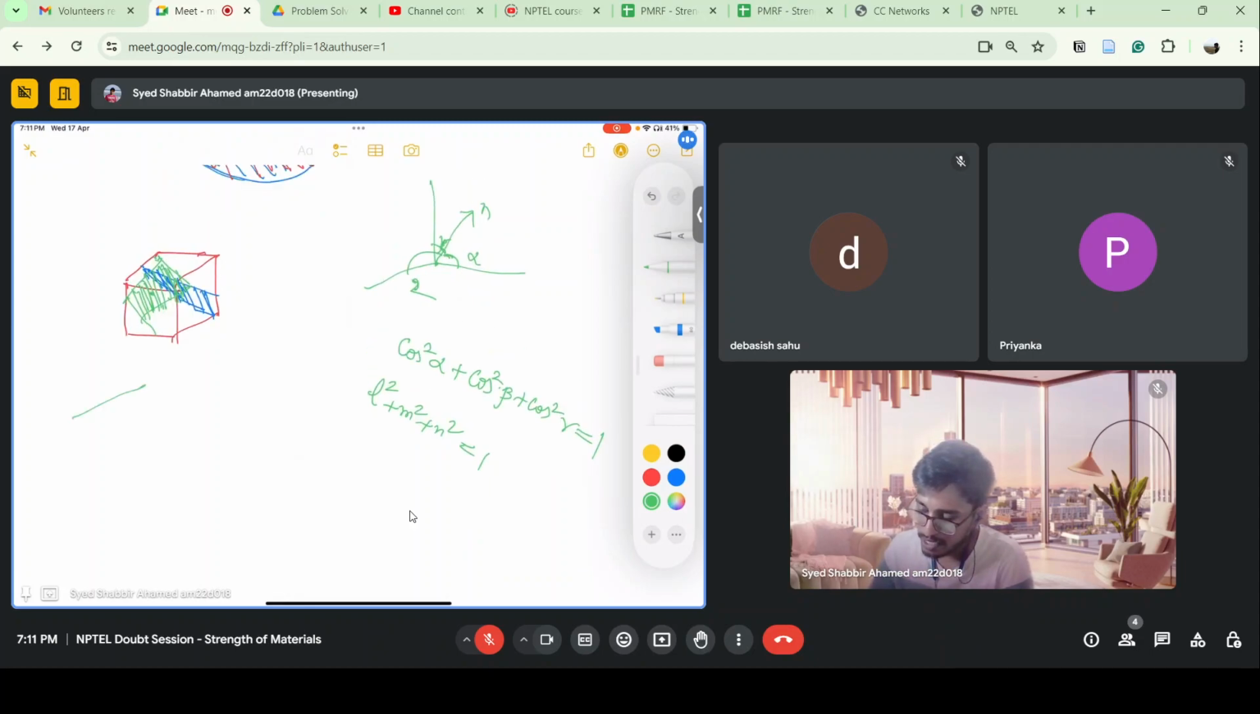For 2D, I can just have one angle to get the orientation. For 3D, I need these three direction cosines to give the orientation of the plane. Okay.